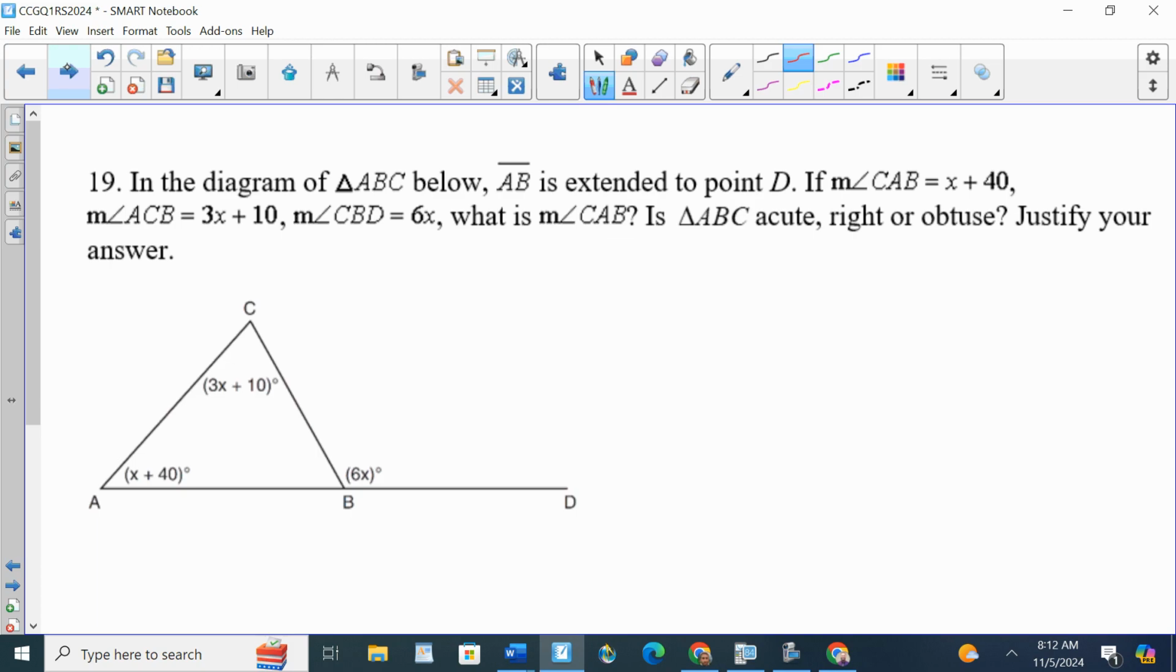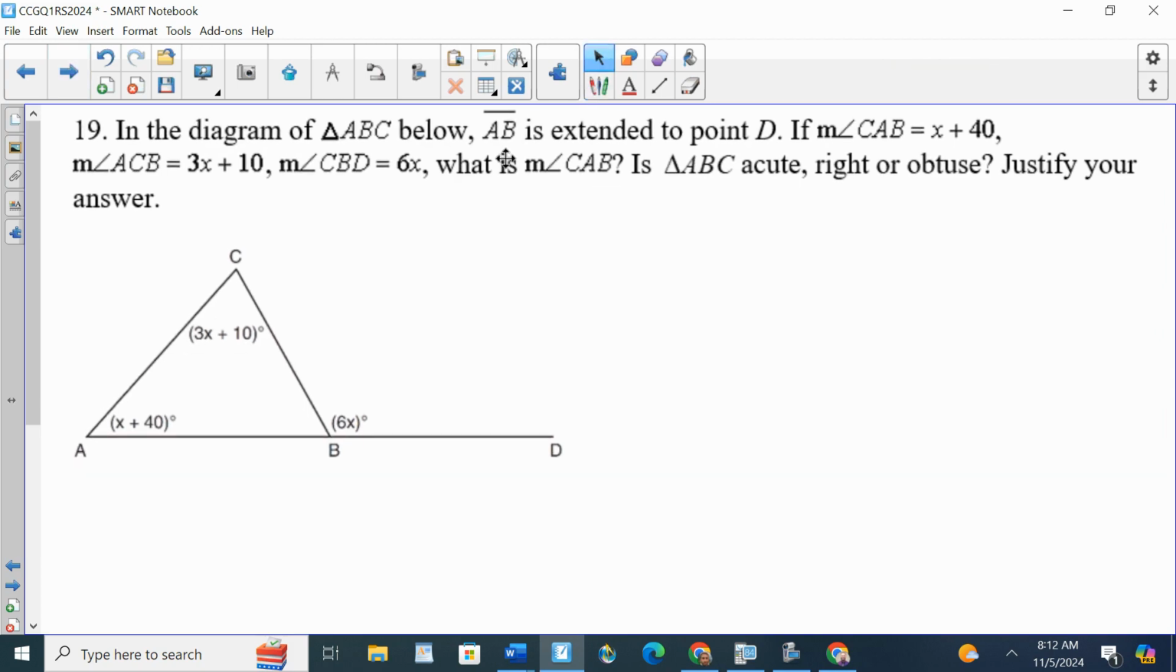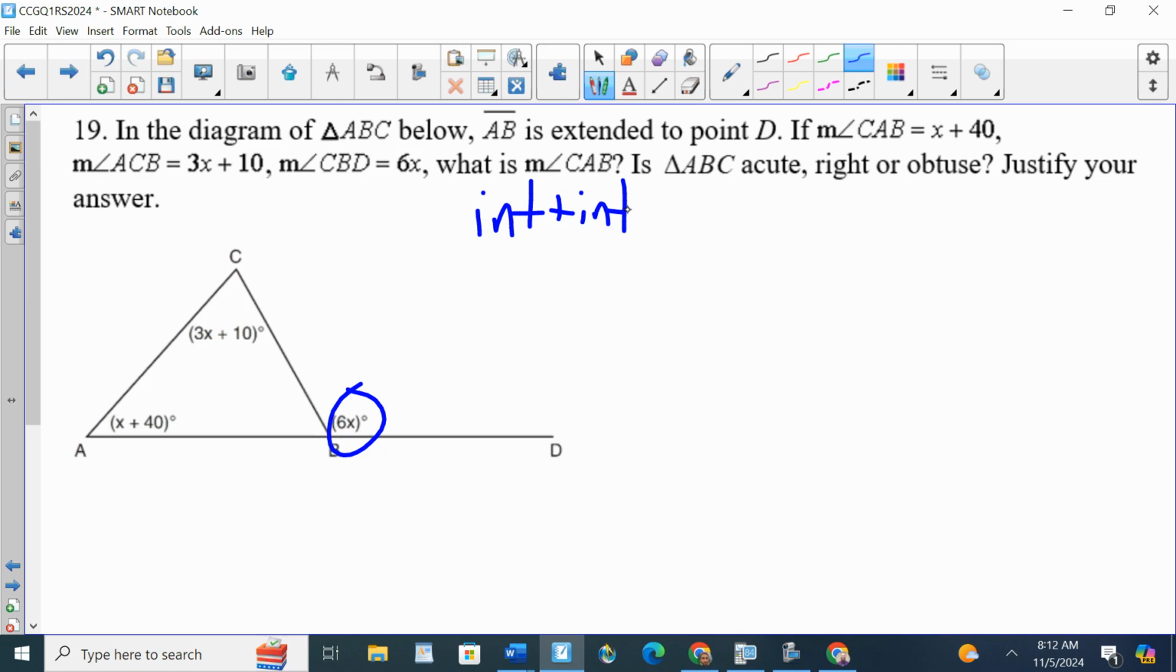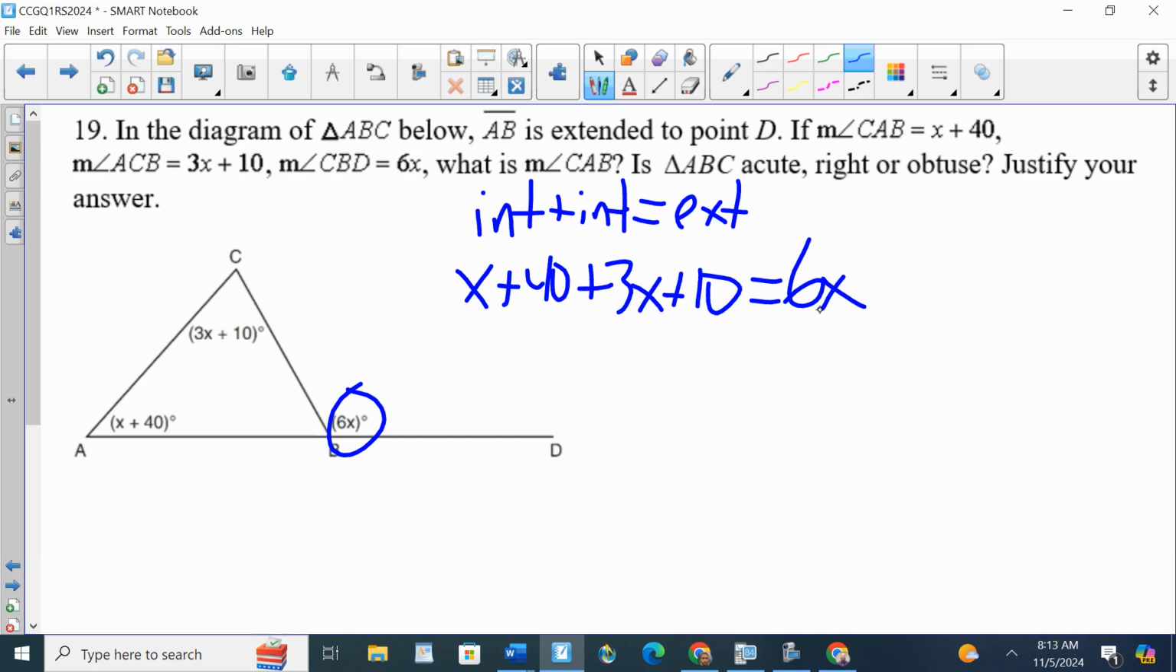All right, we're getting close to the end here. I have an exterior angle. The rule for the exterior angle is the two interior angles add to equal the exterior angle. So, interior plus interior equals exterior. When they're all inside the triangle, they add to 180. When you have an exterior angle, the interiors add to equal the exterior.